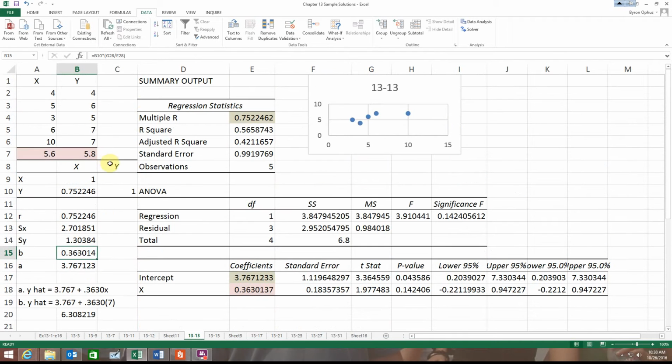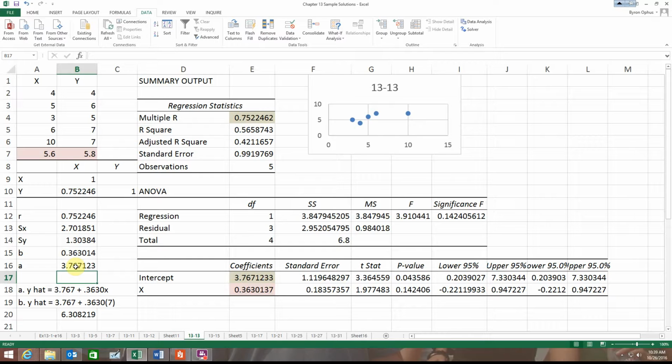Now, if I go up to the top of page 443, I can calculate my A. My A is simply equal to the mean of Y, which I have up here, minus B times my mean of X. So A is equal to the mean of Y, 5.8, minus, and I'm going to need parentheses, B, which I just calculated, times my mean of X. So 3.767123.